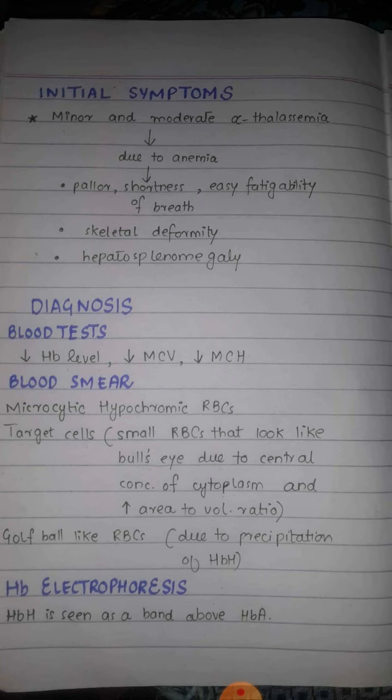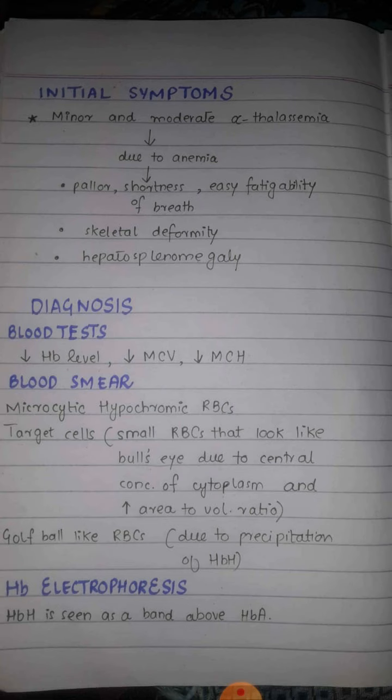Now, how can we diagnose a person who is suffering from alpha thalassemia? We will perform blood tests. In blood tests, we will see that there is decrease in the hemoglobin level. When there is decreased hemoglobin level, it means there is decreased hemoglobin inside the red blood cells. So red blood cells will be small in size. So there is decrease in the mean corpuscular volume. And as there is decrease in hemoglobin in the red blood cells, there is decreased mean corpuscular hemoglobin. We have already discussed these terms in our introductory lecture.